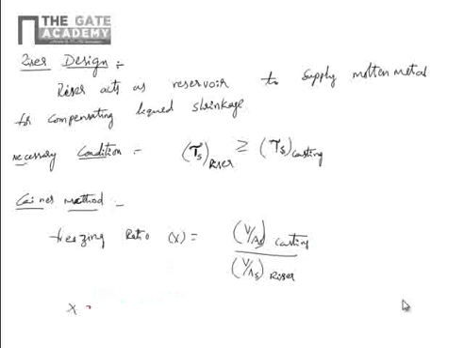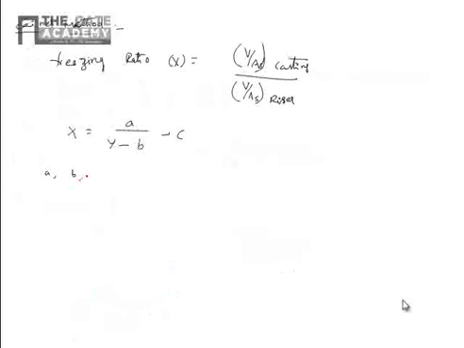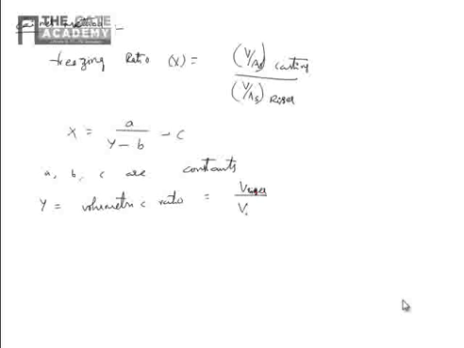Another formula, based on the design textbook, is X equals A by (Y minus B) minus C. A, B, C are constants. Y equals the volumetric ratio, which is equal to volume of riser by volume of casting.